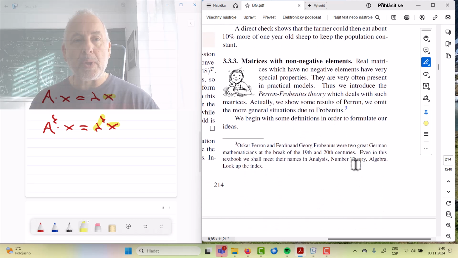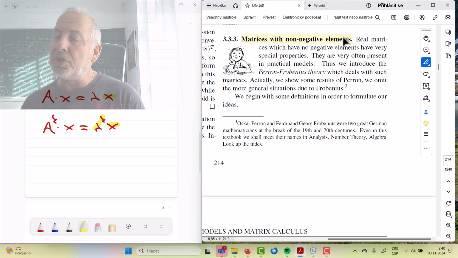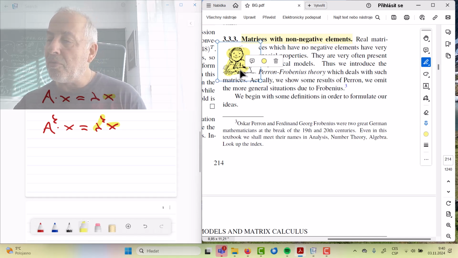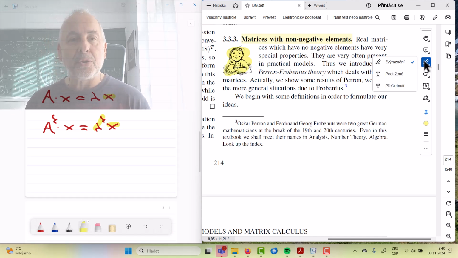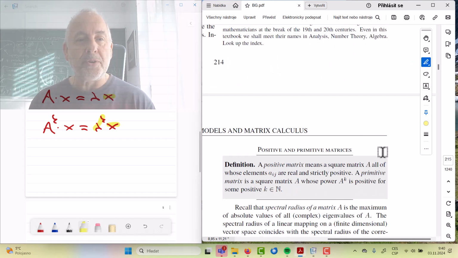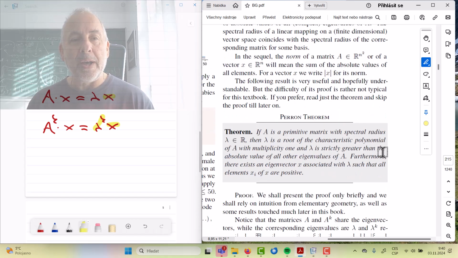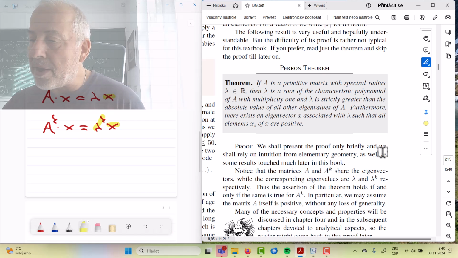Right. So there is a theory which explains why this happens. This is something worth looking at. You see my emoticon for the beginning is quite nice, socializing. It's called the Perron-Frobenius theory. I am dealing with only part here, and here is the Perron theorem, right?